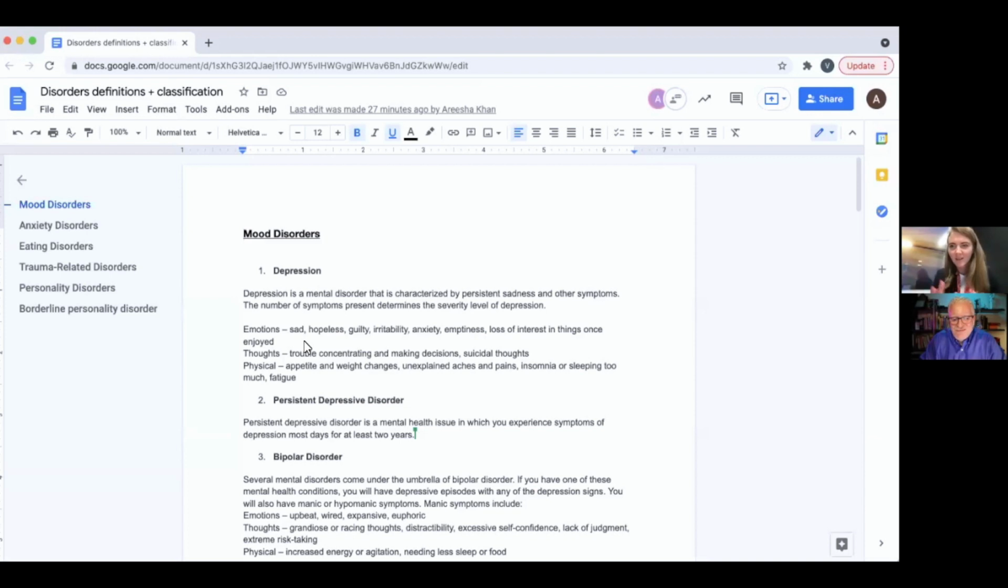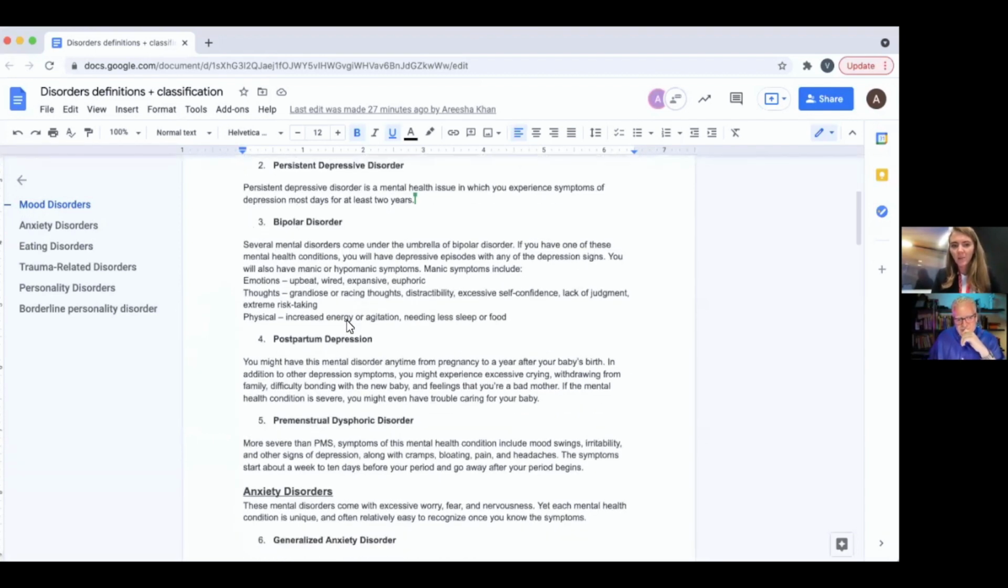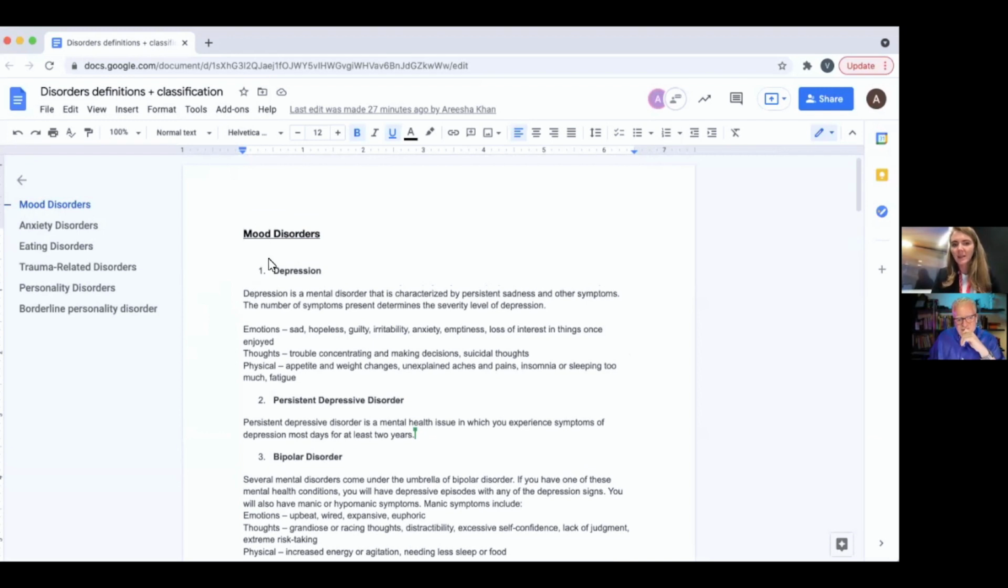Yeah, thanks, Nader. As you mentioned, this is just a paper prototype, so this is more like a dump of the idea. What we have here are different types of disorders: mood disorders, anxiety, eating, trauma-related, personality, and borderline type disorders. And under mood disorders, for example, we have a couple of disorders in that category.